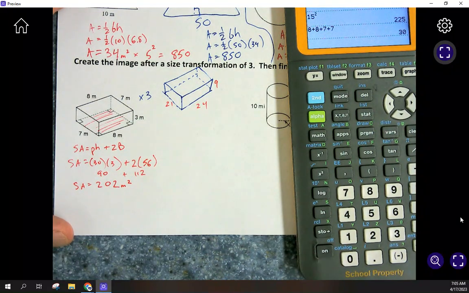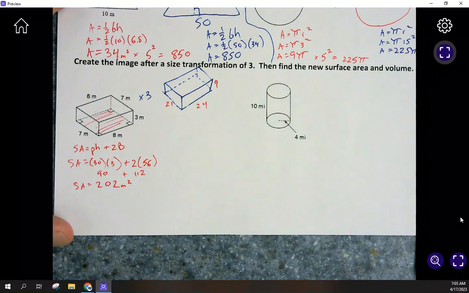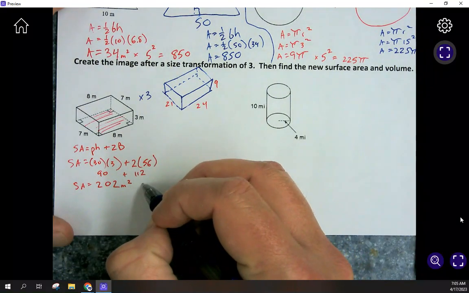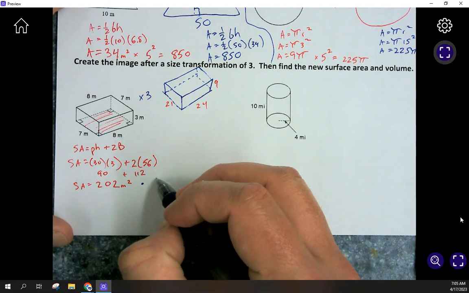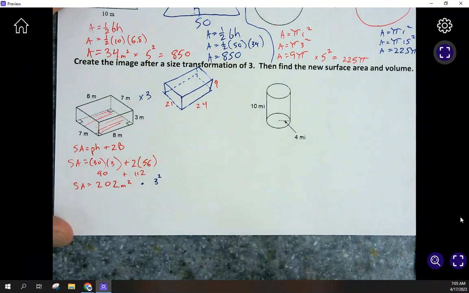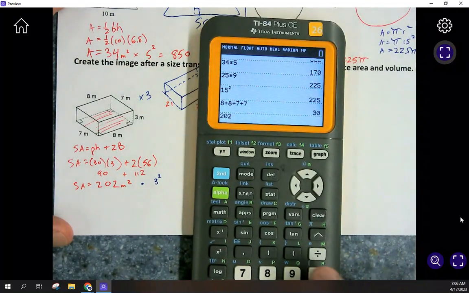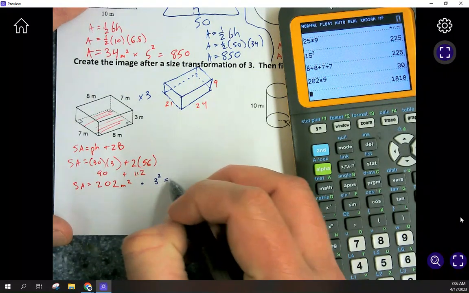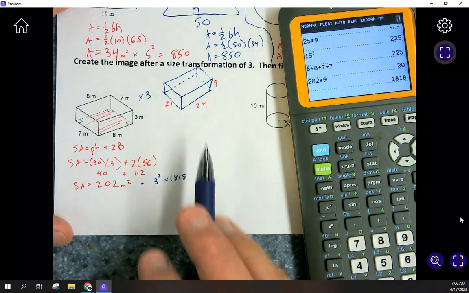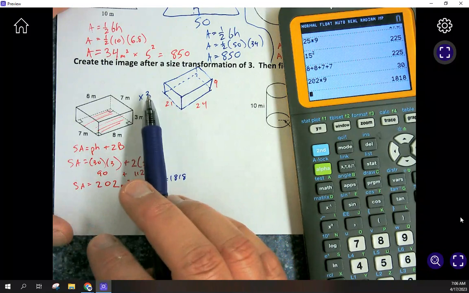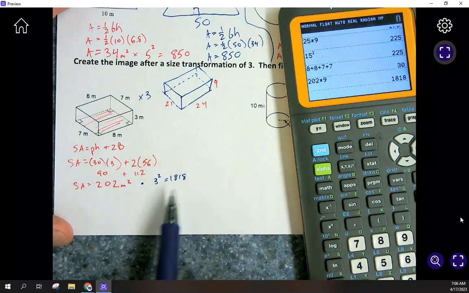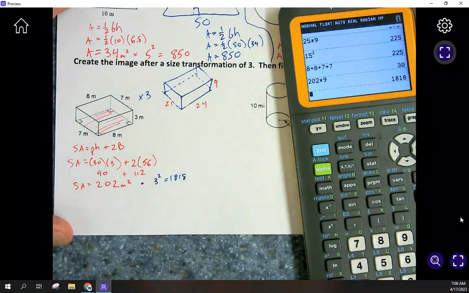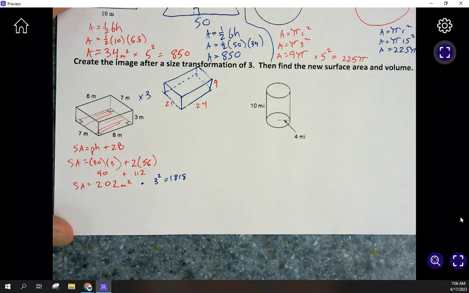All right, so according to our model, this is going to increase by the scale factor squared. So instead of just times 3, the surface area should actually increase by 9 times, 3 squared, 9 times. So we're going to do 202 times 9, and we're going to get that big number, 1,818. So the new surface area of our shape that underwent a size transformation of 3 should be 9 times the size of the original, 1,818. Let's go ahead and run it and make sure that's actually what happens here.